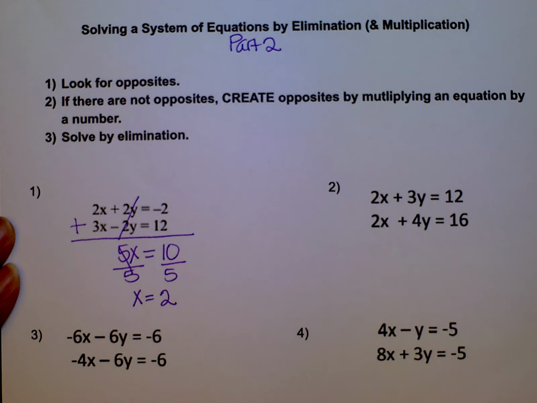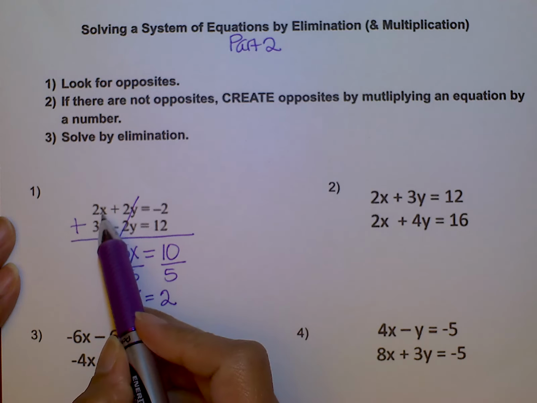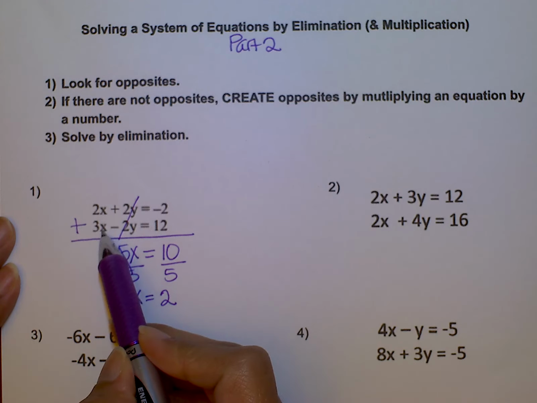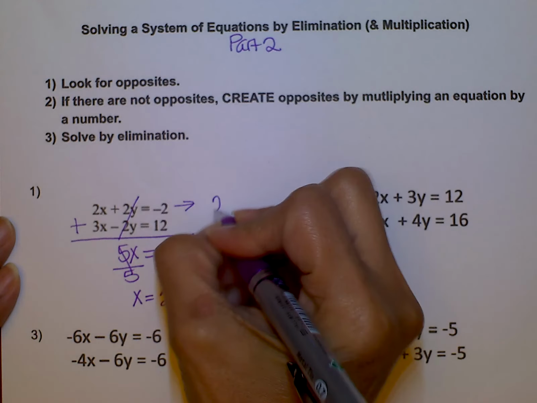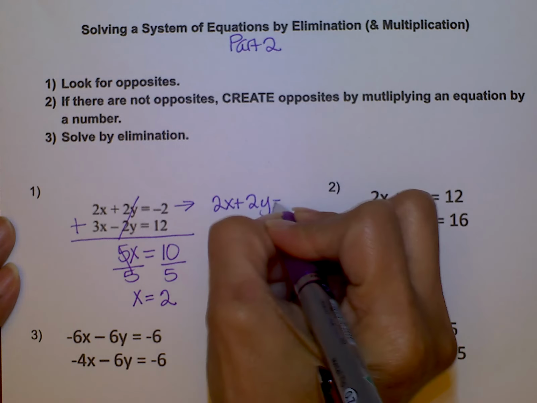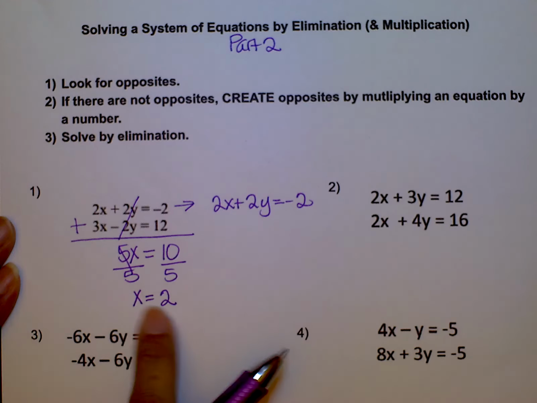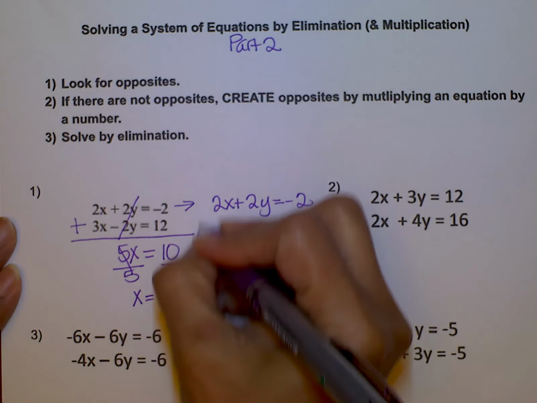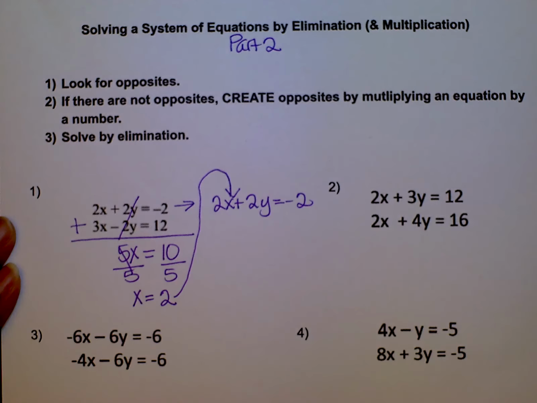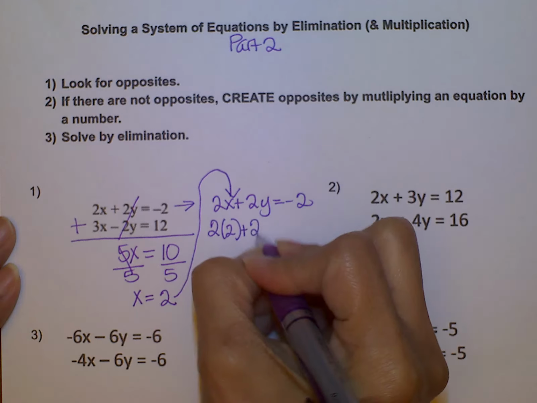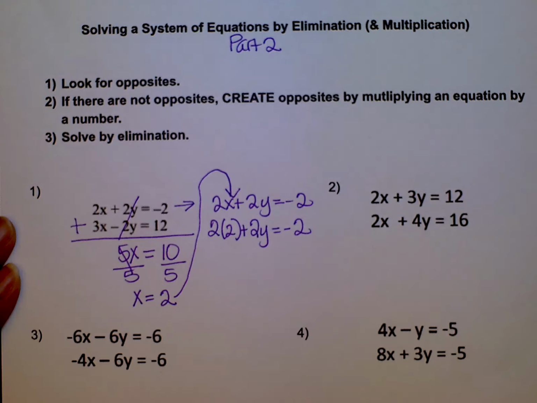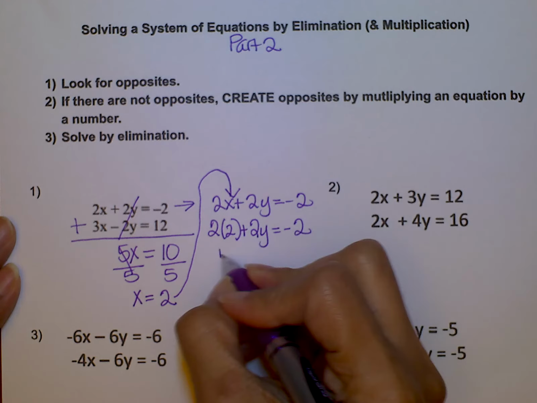Now we can find out what our y is by substituting 2 in place of an x in either this equation or this equation, whichever one you prefer. I'm going to choose the first one. So if x is 2, I'm going to take 2 and plug it in place of x right there. So 2 times 2 plus 2 times y equals negative 2.